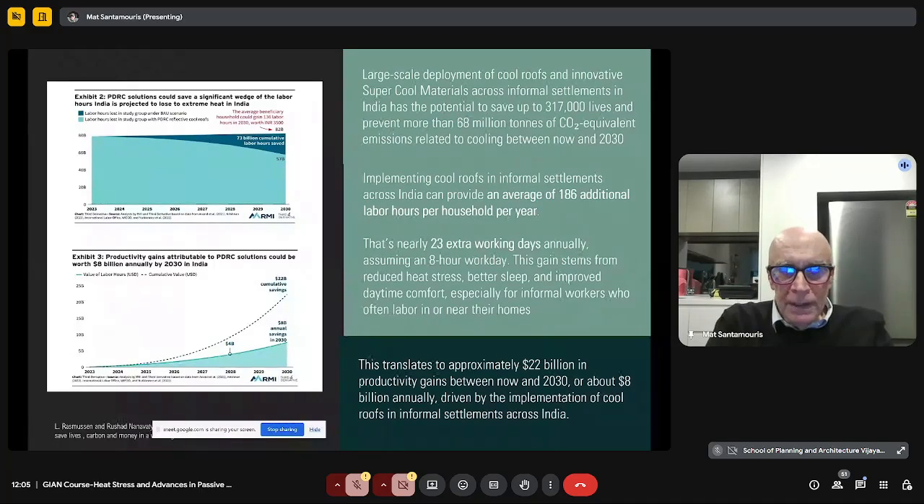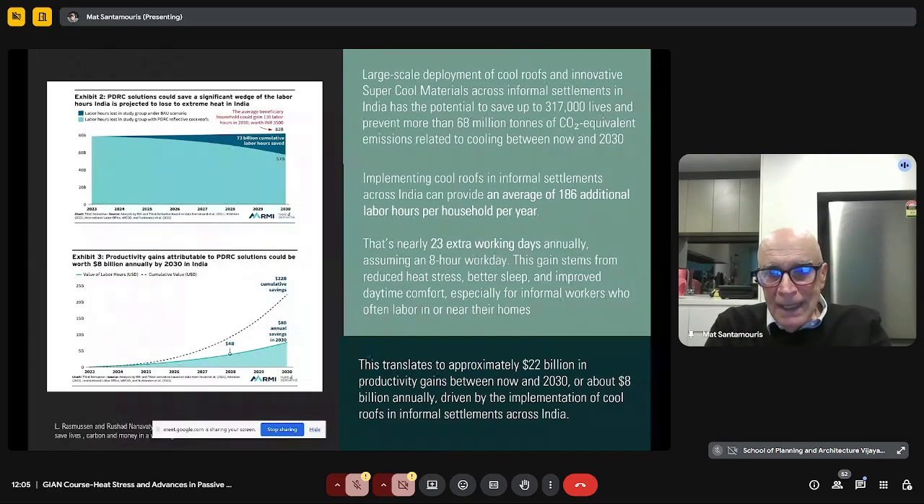The benefits of cool roofs in India. There is a very nice study done by the World Bank, which has calculated the performance and also the benefits of cool roofs in India. As I told you yesterday, and I repeat it today, the wide implementation of cool roofs in India may save up to 317,000 lives and also save 68 million tons of CO2. At the same time, it may help to provide an average of 186 additional labor hours per household per year, which means a lot of additional income for these people.